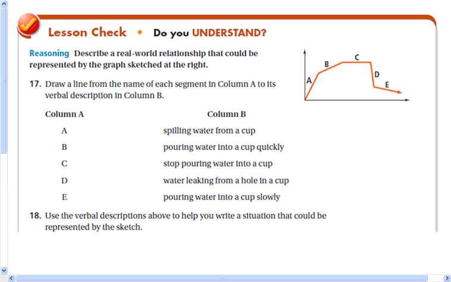Okay, the lesson check: describe a real-world relationship that could be represented by the graph. Sketch that, right? So we're going to draw a line to match each segment of column A to its verbal description in column B, and then we're going to write a situation.